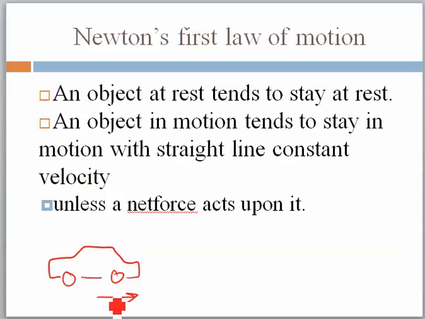Also, once we got it moving, it would continue. The second part of this tells us that if we had it going at 50 miles per hour, it would forever continue going at 50 miles per hour in a straight line. So why don't cars act that way? Well, because there's this net force that acts upon them.